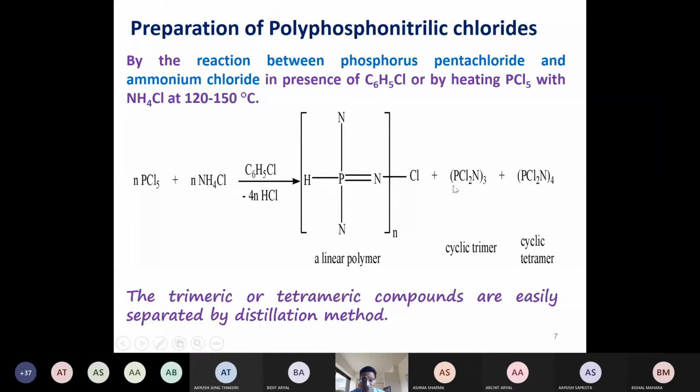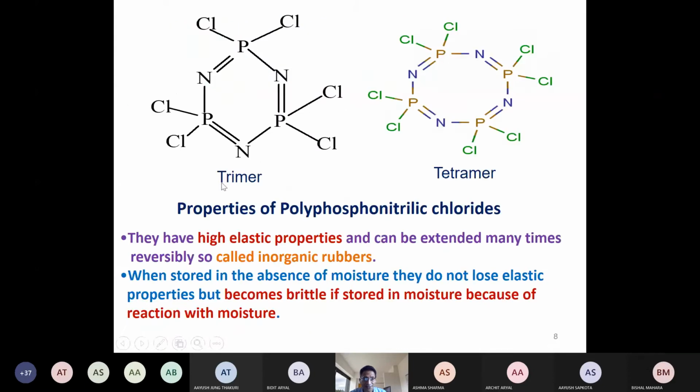They are known as cyclic trimer and cyclic tetramer. The trimeric and tetrameric compounds are easily separated by this method. These side products have different boiling points, so you can separate this compound from this material by the distillation method. The cyclic structures are like that: trimer and tetramer.